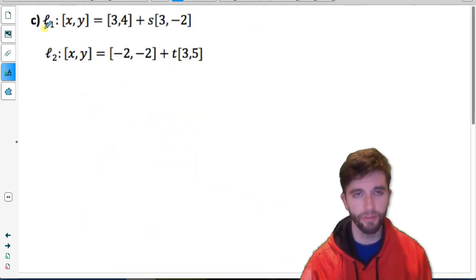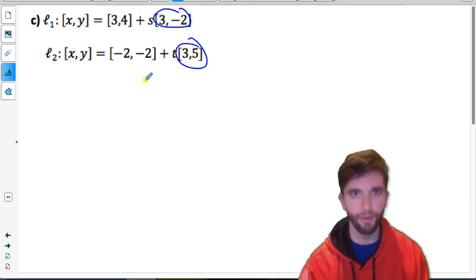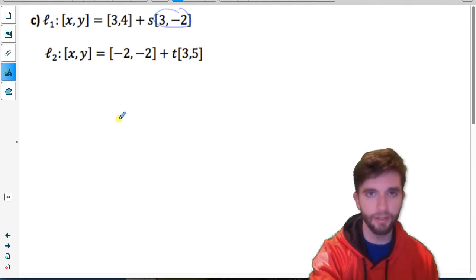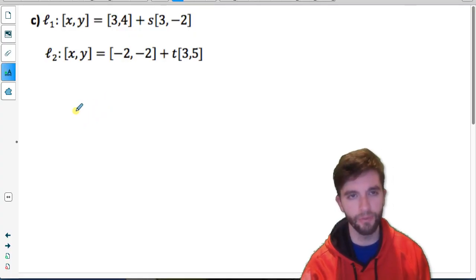Okay, part C. Once again, we're given the vector equation of two lines. Let's see if these two lines intersect. Well, actually, I can tell right away that these lines are going to intersect because if I look at their direction vectors, I notice they are clearly not scalar multiples of each other. So these lines are not parallel, so they are going to intersect at a point. Let's see how we find that point. So let's start by writing the parametric equations of the lines.